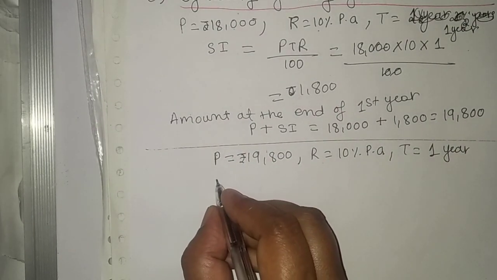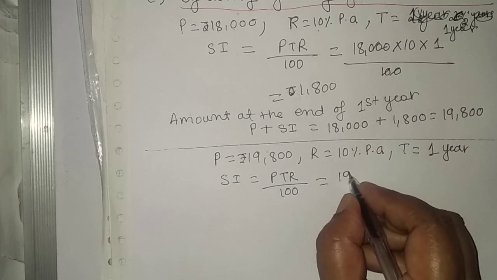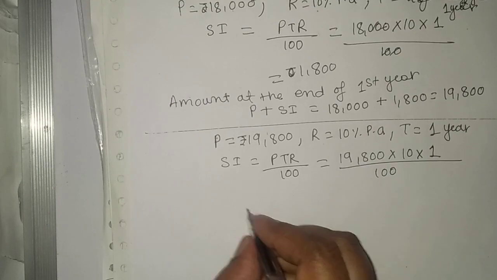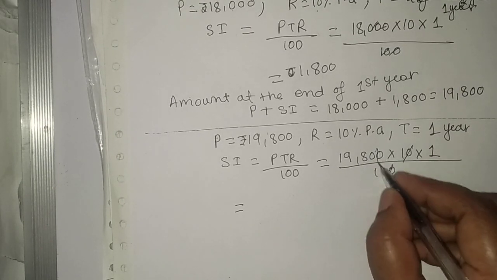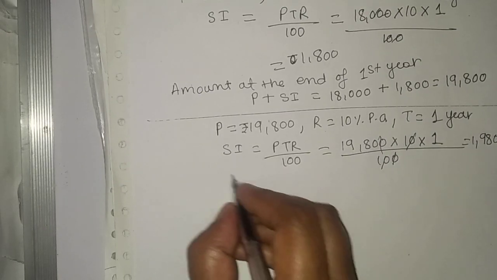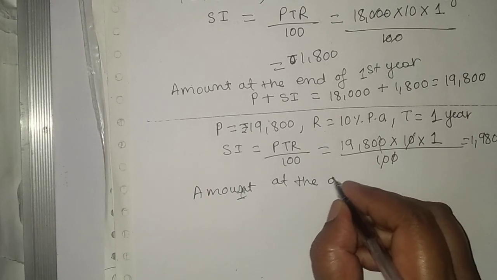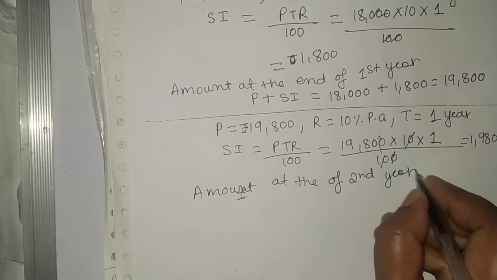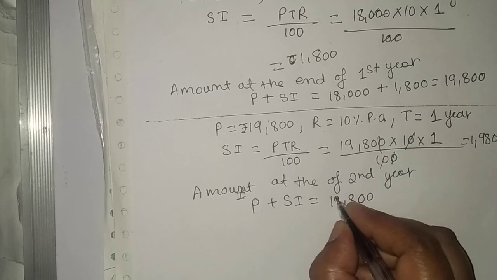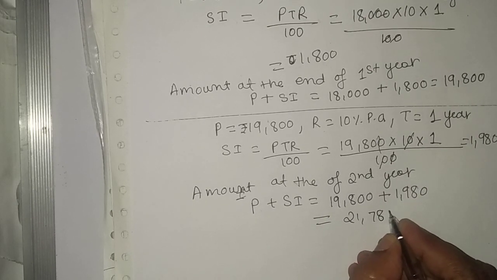Using the simple interest formula PTR over 100, the principal is 19,800, into 10 into 1, divided by 100. Calculating this, we get 1,980. Next is the amount at the end of the second year. Principal plus simple interest: 19,800 plus 1,980 is equal to 21,780.